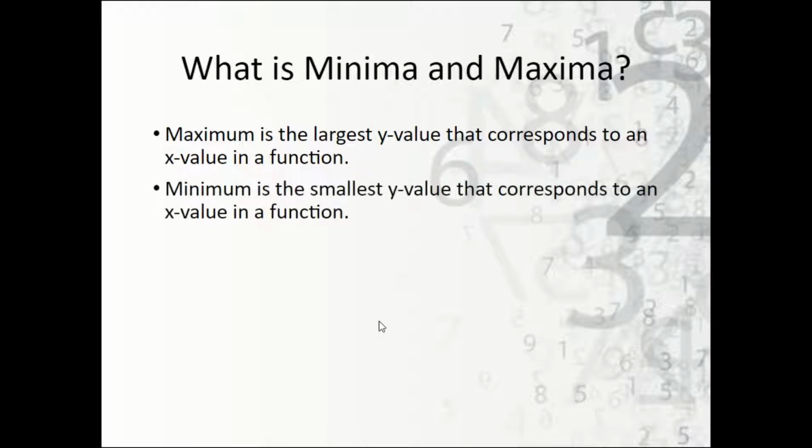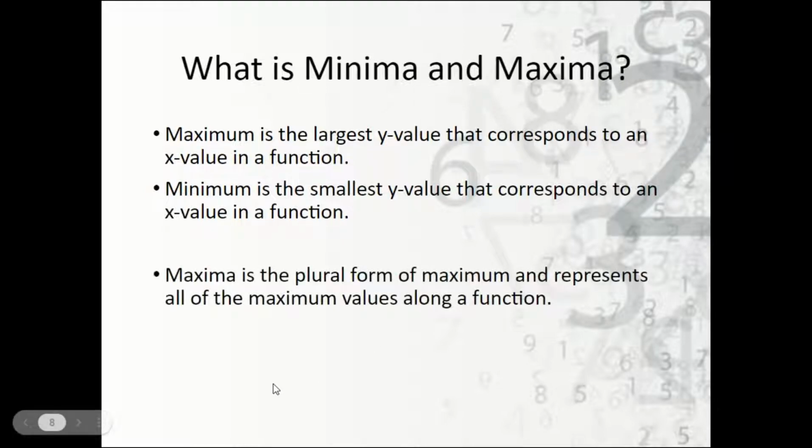The minimum is the exact opposite, so it's the lowest value. So if it goes down forever, then we would say our minimum is negative infinity. But if it bounces and comes back up, we would call that our smallest value, whatever that point is.